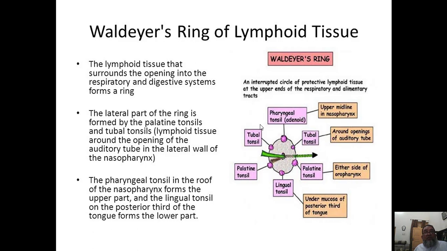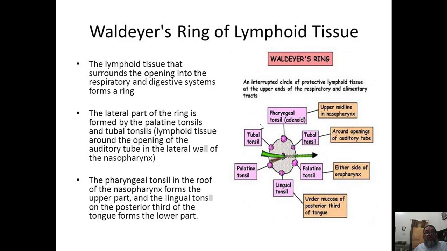So for this, a very efficient system, the Waldeyer ring, is present all around the oropharynx. What is that? The lymphatic tissue around the opening of the digestive system and the respiratory system forms a ring. This is the definition. This ring is made up of lymphatic tissue on the oropharynx as well as the nasopharynx to protect against incoming particles in the oral cavity and in the respiratory system.